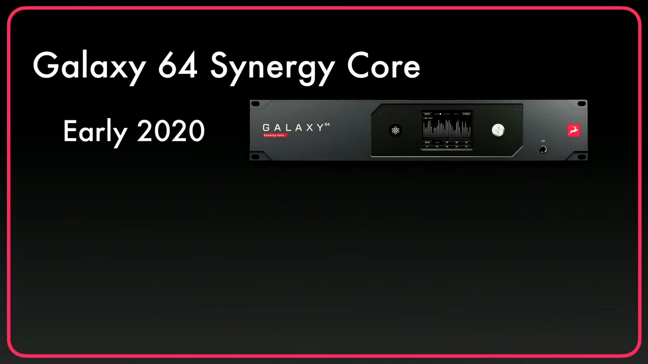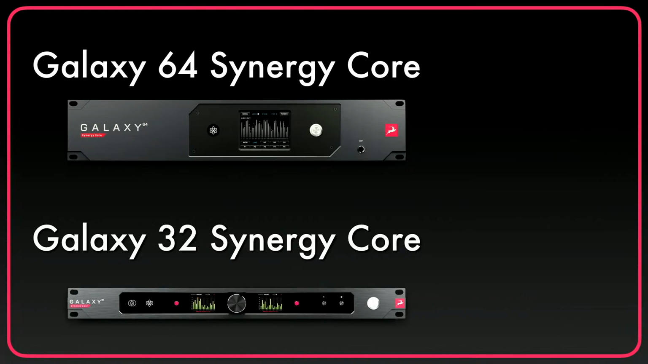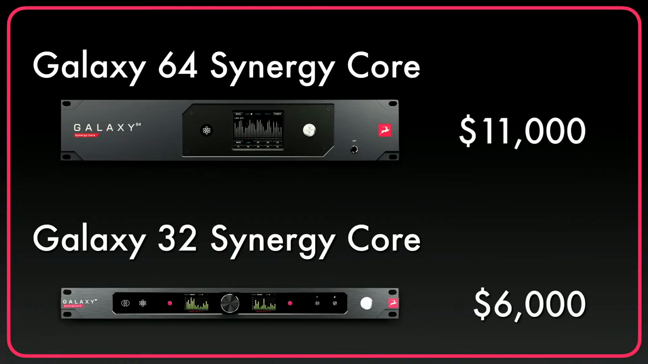So the Galaxy 64 came out in early 2020, in the before times, and the Galaxy 32 came out in mid-2021, in the after times. So the development of the Galaxy 32 must have been a very interesting one there in Bulgaria. Because they're higher end audio interfaces, these have had a price drop recently, but these are the kind of prices you're looking at: 11,000 for the 64 and 6,000 for the 32.